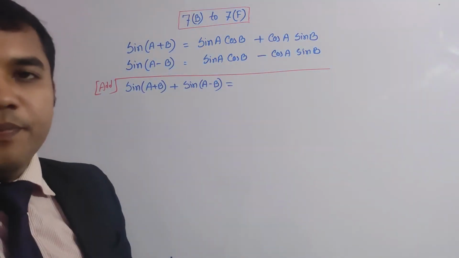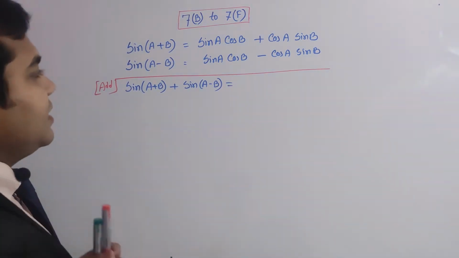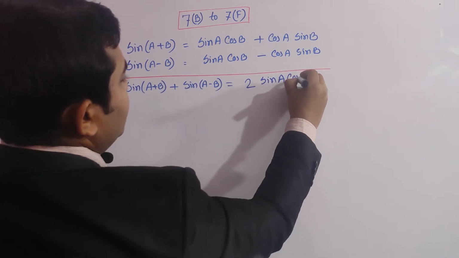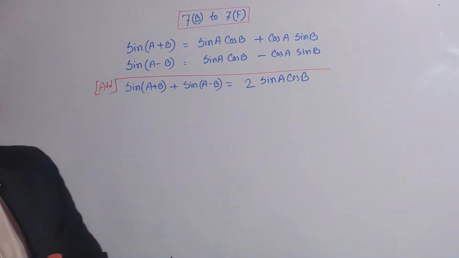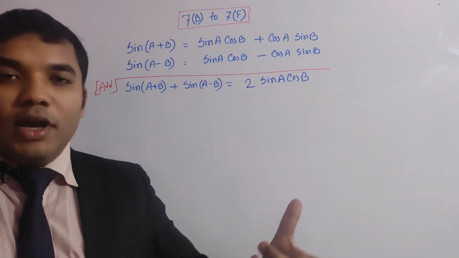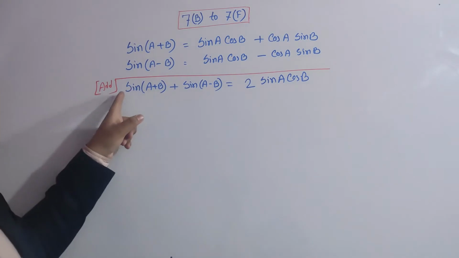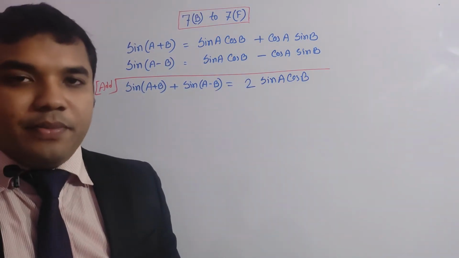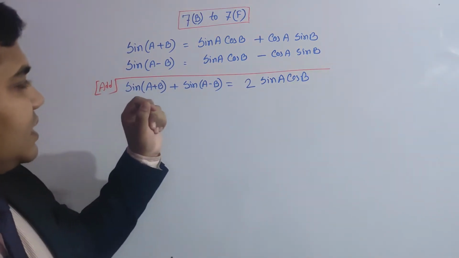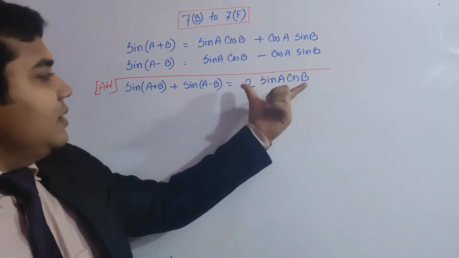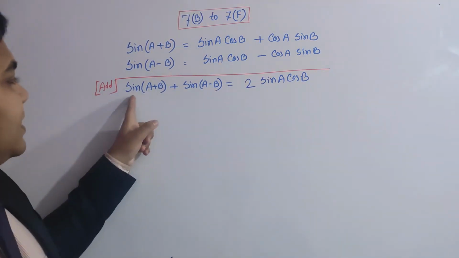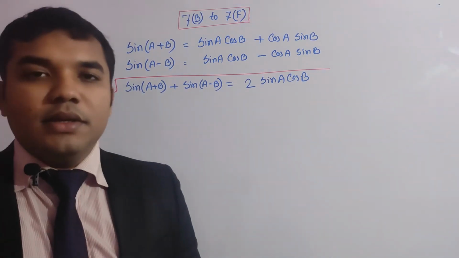these two parts will be subtracted. So it should be 2 sin A cos B. So we have to memorize the formula: 2 sin A cos B equals sin A plus B plus sin A minus B. Do you need to memorize this formula? No, no way. We will just understand where this formula has come from. 2 sin A cos B equals sin A plus B plus sin A minus B.